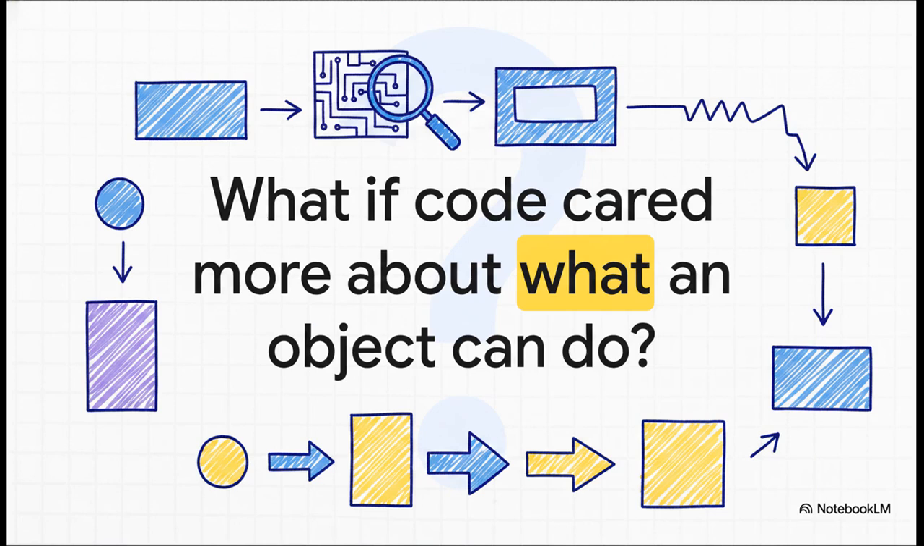So let's start with a question that really gets to the core of how TypeScript thinks. What if your code cared more about what an object can do instead of just what it's called? It's a fundamental shift, right? Instead of getting hung up on names, TypeScript is all about structure and capabilities. And that's exactly what we're going to break down.